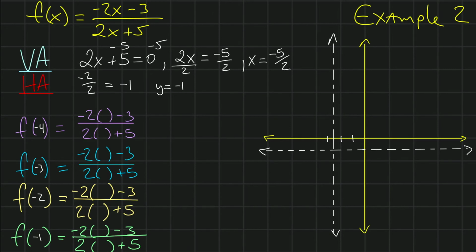So when I plug in x is equal to negative 4, then I'm going to get negative 4 over here, negative 4 over here. Negative 2 times negative 4 is positive 8. So that's going to be 8 minus 3 divided by negative 8 plus 5. When I simplify that, I'm going to get 5 over negative 3, which will be negative 5/3. So that would be when x is equal to negative 4, my y value is going to be negative 5/3.